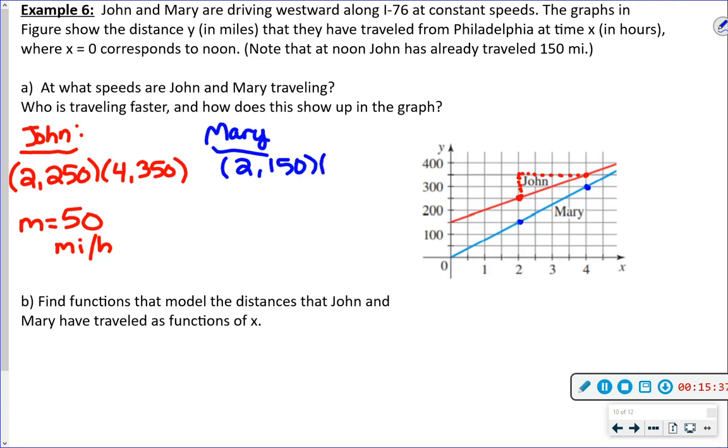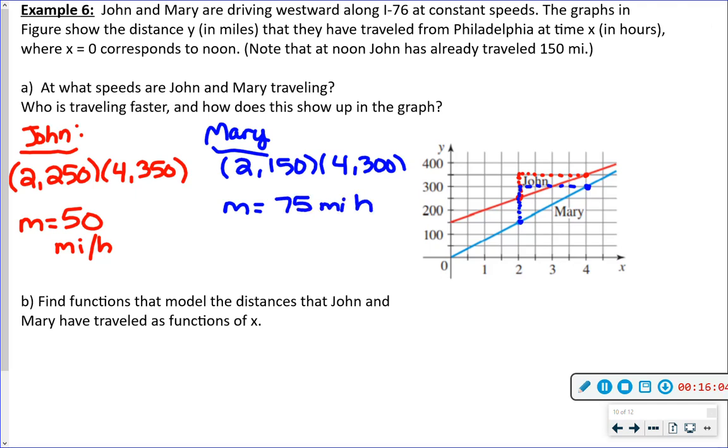Or of course the right one, Mary's at 4,300. Or you can count your rise over the run. It doesn't matter to me how you do it, just get your slope, aka your rate of change. So if you subtract them, we're going to have 150 over 2. What's 150 over 2? 75, I heard it. Miles per hour.